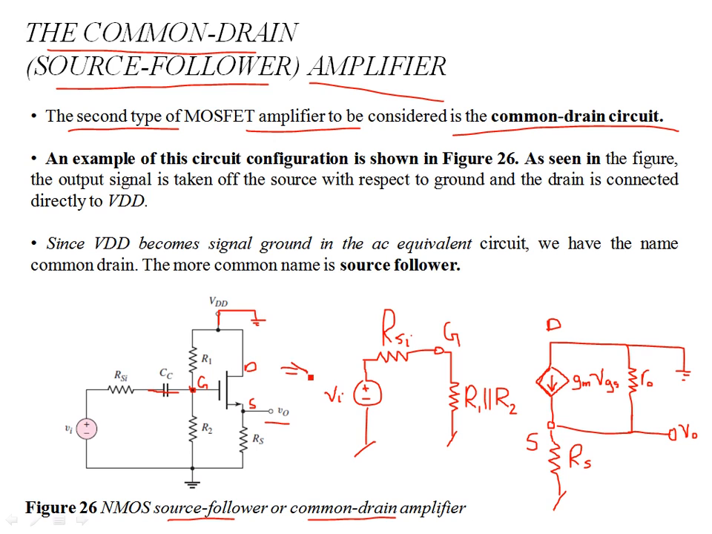An example of this circuit configuration is shown in figure 26. As can be seen in the figure, the output signal is being taken off from the source with respect to the ground, and the drain is connected directly to VDD. Since VDD becomes the signal ground in the AC equivalent circuit, the drain becomes the ground. So we have the name common drain for this configuration. Just like the common source where the source was grounded, now we have the drain which is grounded. Drain acts as an AC signal ground.